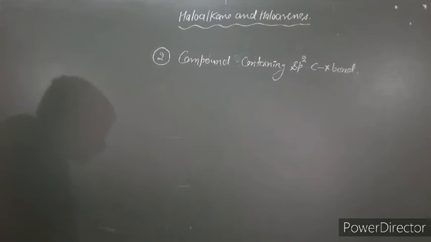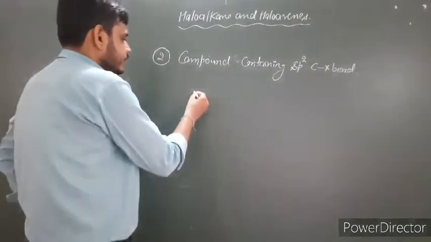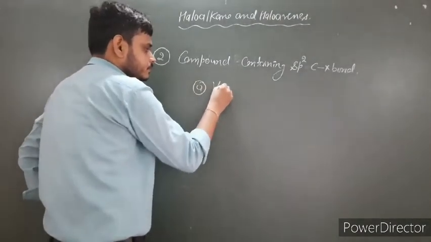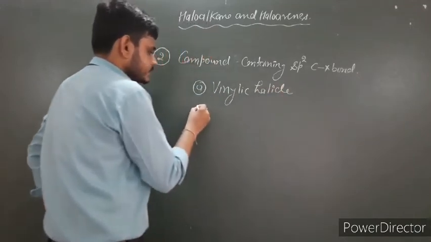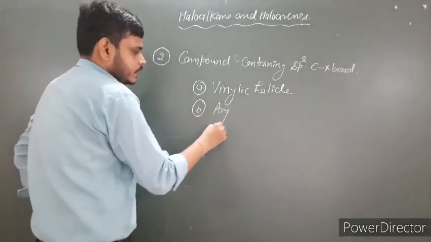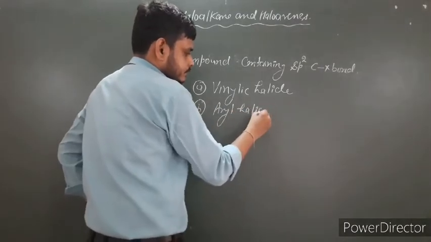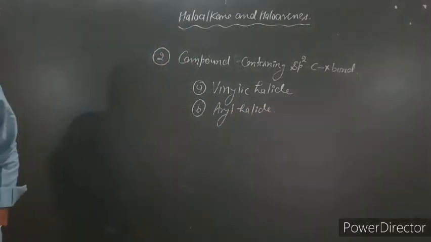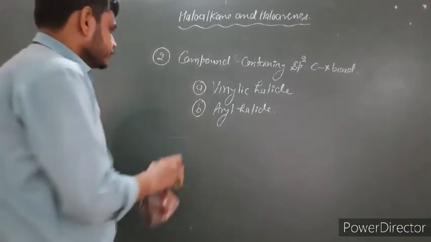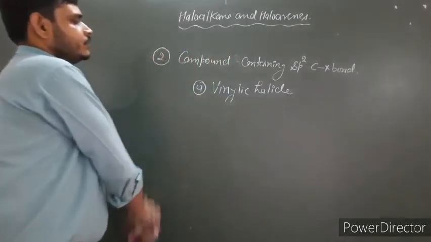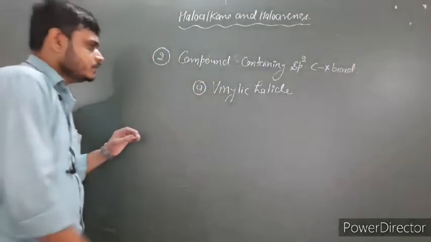First is the vinylic halide and second is the aryl halide. They are further classified into two types. First is the vinylic halide and second is the aryl halide. Clear? First is the vinylic halide, second is the aryl halide. So what is the vinylic halide?